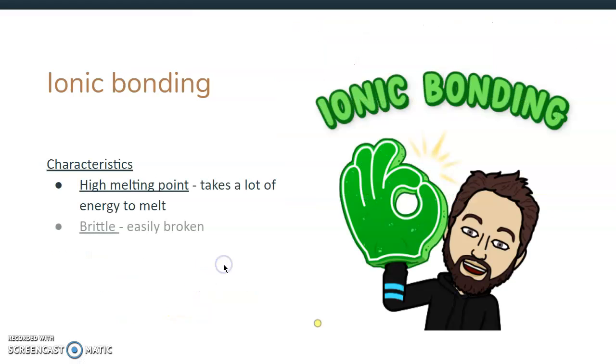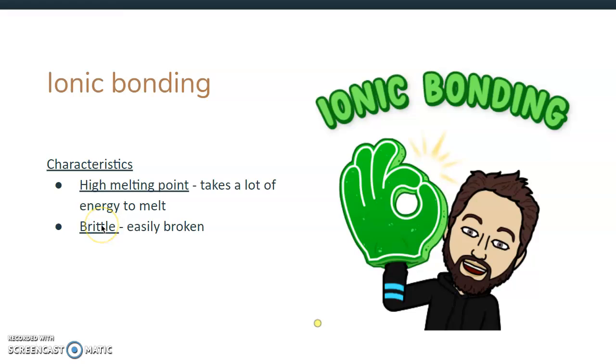Some common characteristics of ionic bonds are that they have high melting points, meaning it takes a lot of energy to melt them. Water also has a high melting point. It takes a long time when it's sitting on our stove for it to go from ice. Melting would be going from solid to liquid, so from ice to water. It takes a lot of energy. They are also very easily broken, which means brittle.